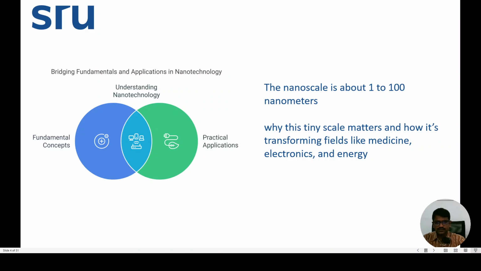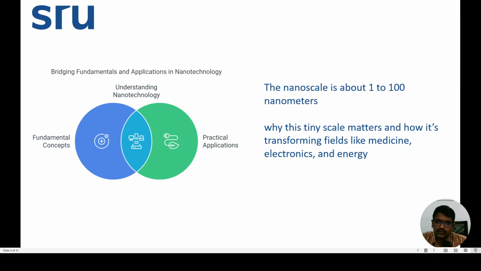In this lecture series, first I want to introduce nanotechnology, and it is a fundamental. We are going to discuss fundamental concepts and also the practical applications related to nanotechnology, bridging fundamentals and applications in nanotechnology. We are going to understand what is nanotechnology in these lecture series.